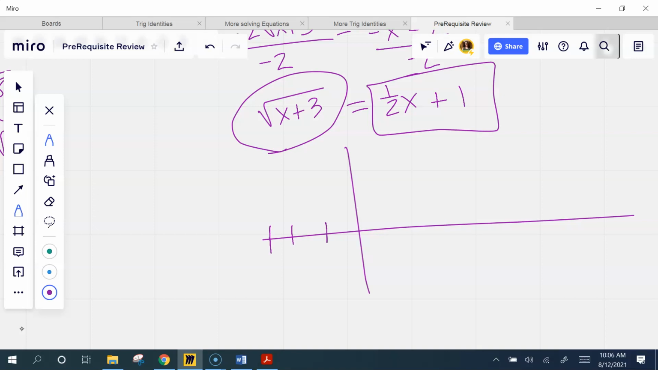1, 2, 3. This one's negative 3, 0 starting point. And then it's going to go like this. This, of course, is a line, slope 1 over 2. It's going to look like this, and you can calculate that point of intersection.